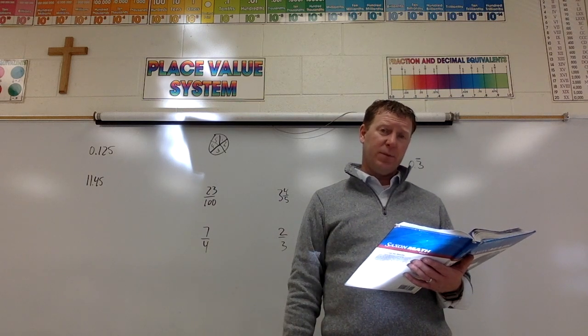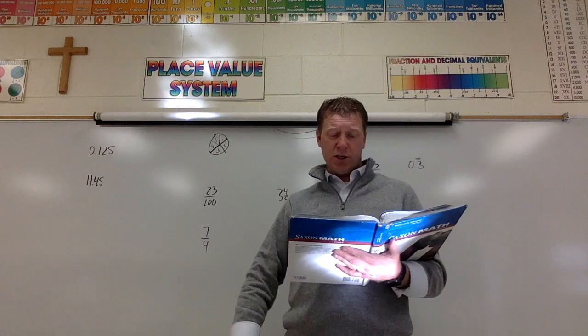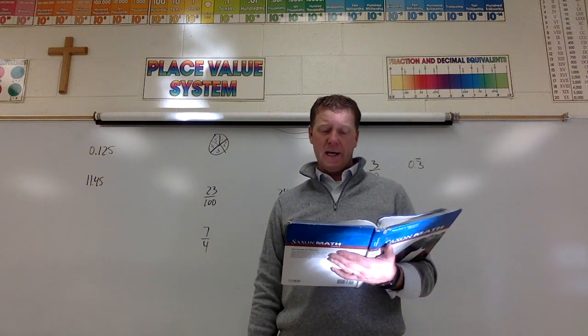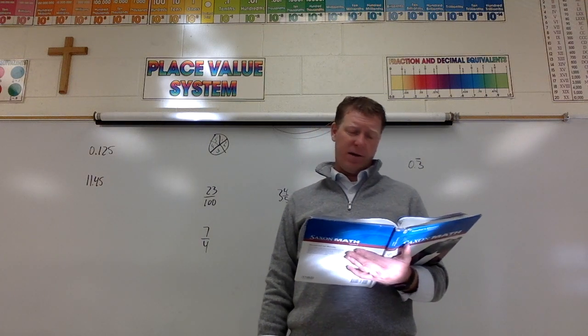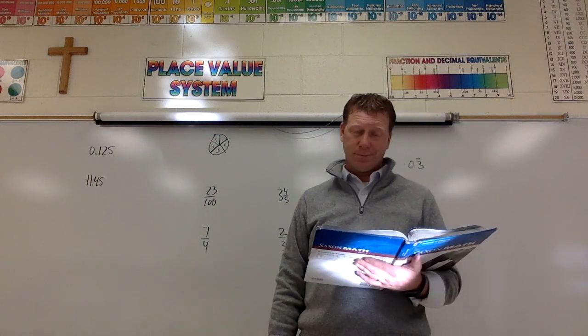Stay, change, flip. 2/3 stays the same. Change the division to multiplication. 1/4 flip. So I multiply 2 times 4, get 8. Divided by 3, get 2 2/3.